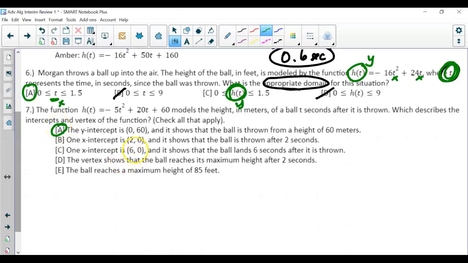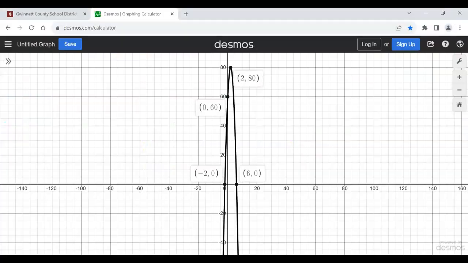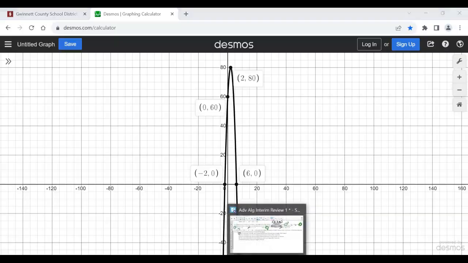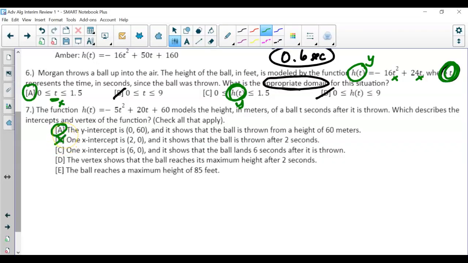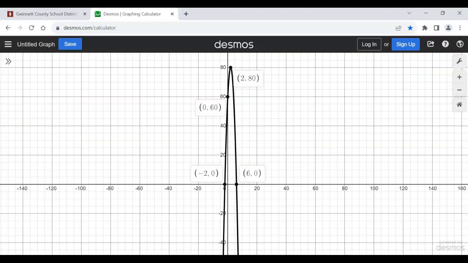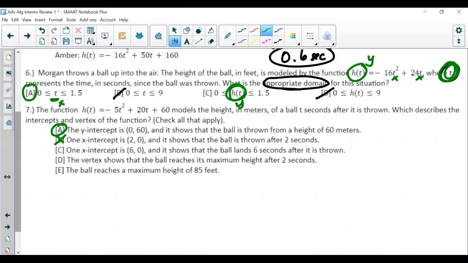One x-intercept is at positive 2, 0, which means the ball was thrown after 2 seconds. So let's check. Well, no, this is in the negative. And if you recall, we do not include it because can you travel in negative time? No. So that statement is false. Let's check the next. One x-intercept is (6, 0), and it shows the ball lands 6 seconds after it is thrown. So let's check and see. Right here, yep, it is starting at 60, going up, and then landing, boom, after 6 seconds in the air.